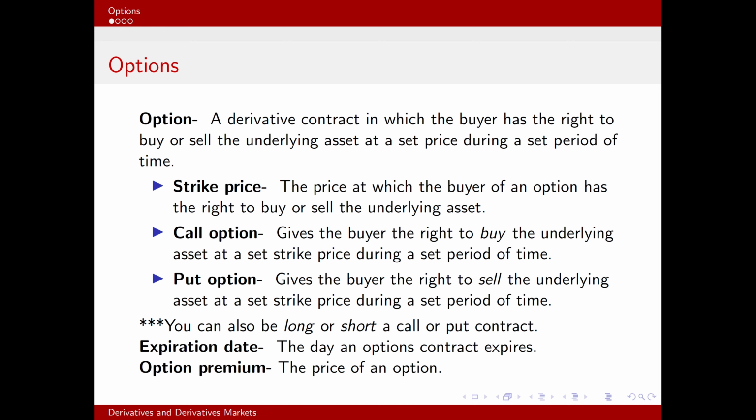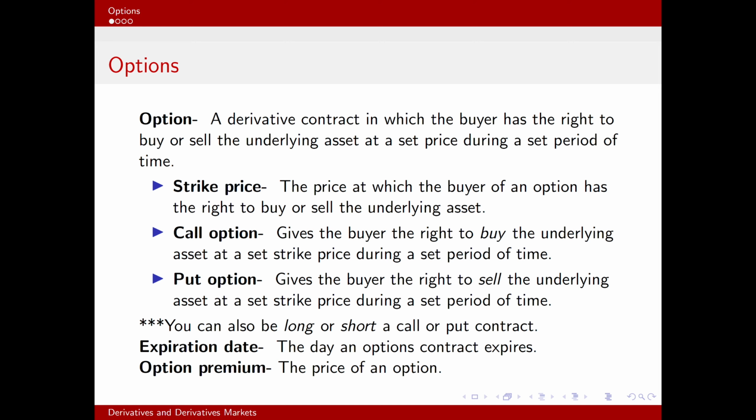The first and possibly most important is the strike price. And the strike price is the price at which the buyer of an option has the right to buy or sell the underlying asset. So this is going to be the price that everything is based off of for profits or losses, kind of like the spot price in a futures contract.